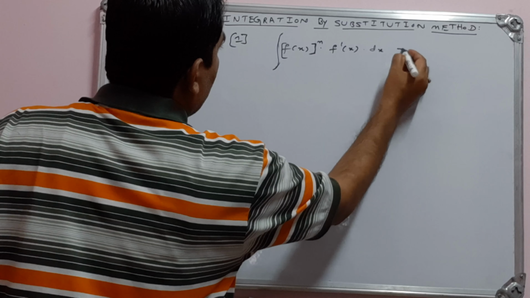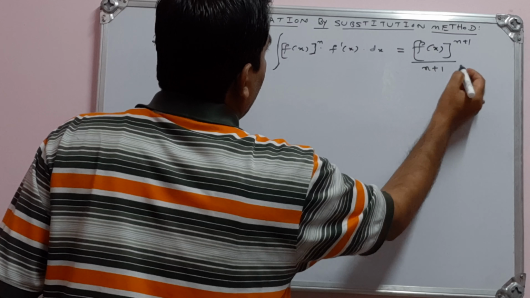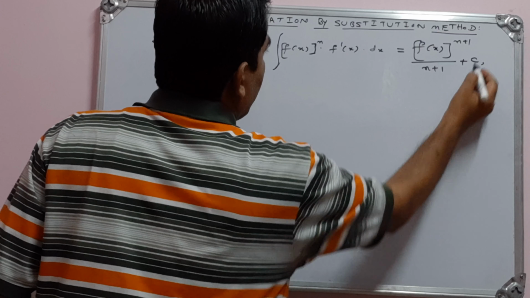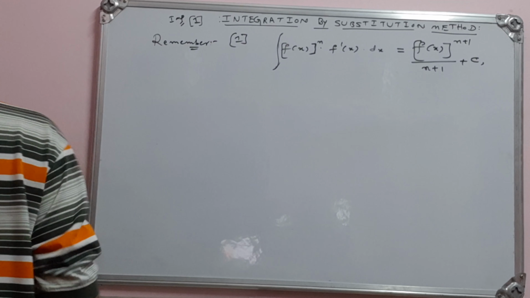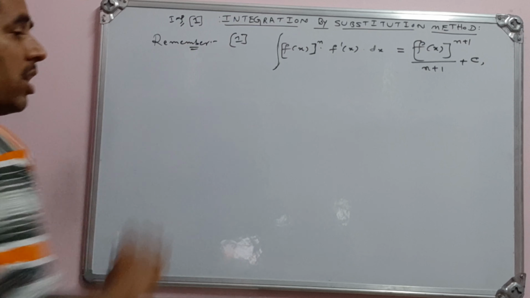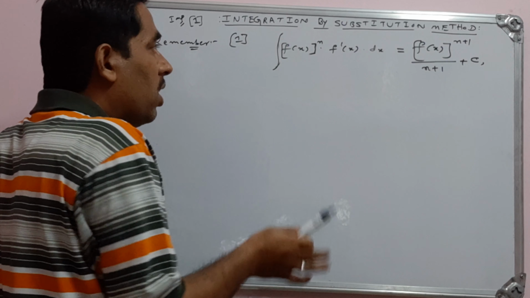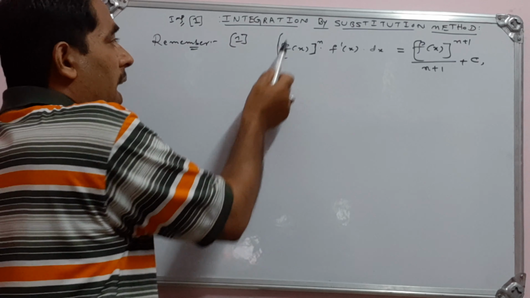Then I can write this as f of x whole to the power of n plus 1 divided by n plus 1 plus c. This is very, very important. Observe the first result. I am going to explain this result. If under the integral sign my function looks like this, it is a very important result. I am repeating once again.